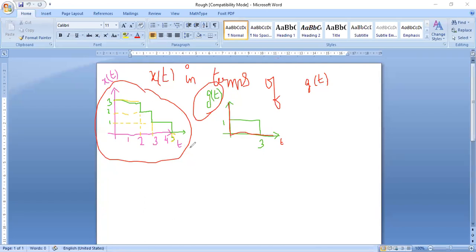So let me see. I have g of t in the time span from 1 to 3. But here I want x of t. I have x of t from 1 to 5. So somehow I have to perform the scaling of number 5.